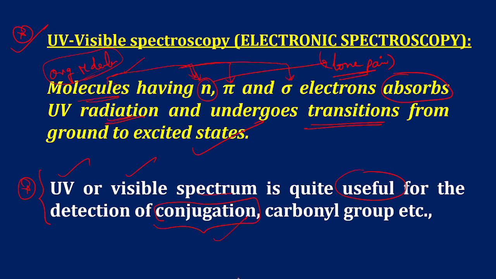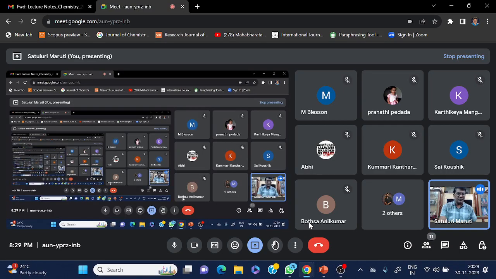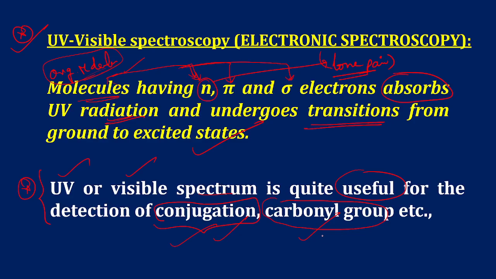Anybody knows what is meant by conjugation? This UV visible spectroscopy will also give data about the carbonyl group. What is meant by conjugation? Anyone? Whether it is right or wrong, please tell me. No problem, I will tell you. Conjugation is nothing but alternating double bonds.